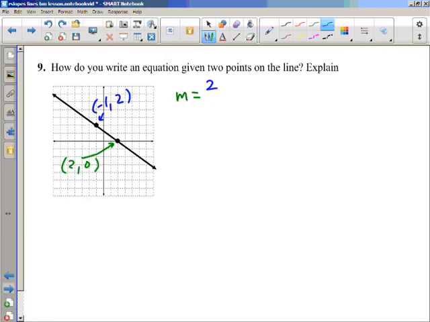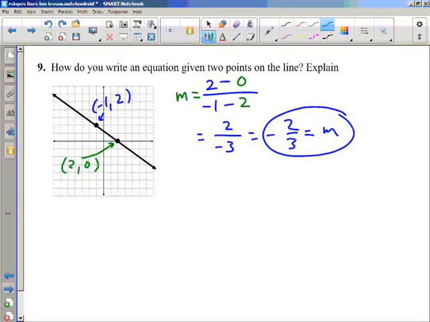2 minus 0, divided by negative 1 minus 2. And what we get out of this is 2 minus 0 is 2, negative 1 minus 2 is negative 3, so we get a slope of negative 2/3. That's important.